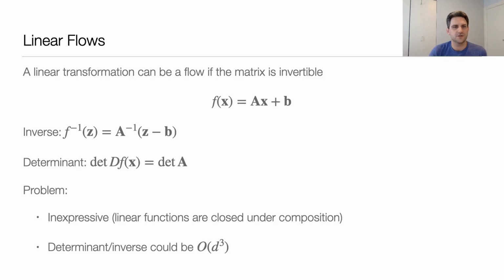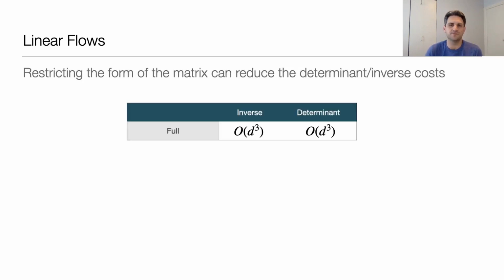The other problem, of course, is computational expense. That inverse is going to be order d cubed for a general matrix A, in order to compute the inverse or compute the determinant. Now, if d is small, then that's not a big deal. But of course, if we're talking about images, if we want to use this as a probabilistic generative model over images, then if we have 1,000,000 pixels, we do not want to do an order d cubed operation.